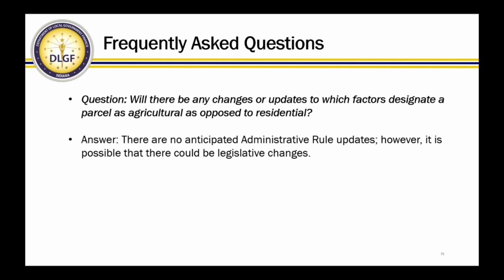Will there be any changes or updates to which factors designate a parcel as agricultural as opposed to residential? We do not anticipate any administrative rule updates, but certainly it's possible there could be legislative changes. If you think of, for example, this past legislative session, the General Assembly passed legislation in response to the Schiffler decision dealing with the tax caps. So certainly anything is possible, but we do not anticipate any internal changes as far as our administrative rule process.